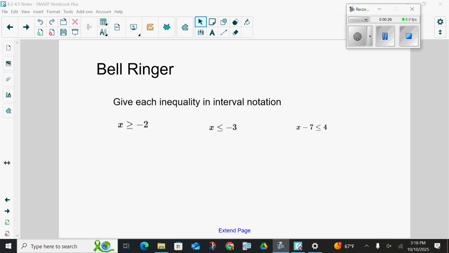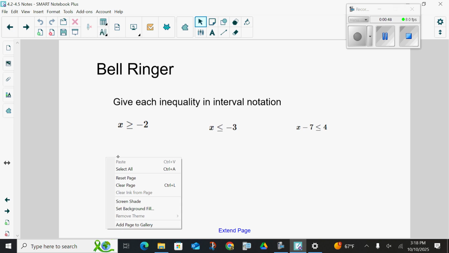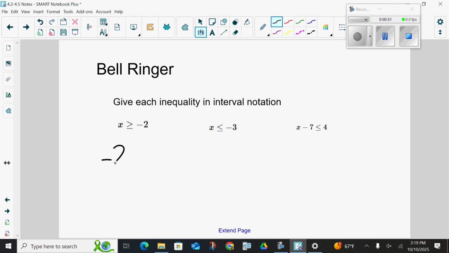Awesome. Now that you've finished your bell ringer, we are going to go over the answers together. You need to give each inequality in interval notation. Our first one is x is greater than or equal to -2. It can be bigger than -2, but it can't be smaller than -2. So our answer should be -2 on the left, positive infinity on the right, with a parentheses around positive infinity and a bracket around -2.